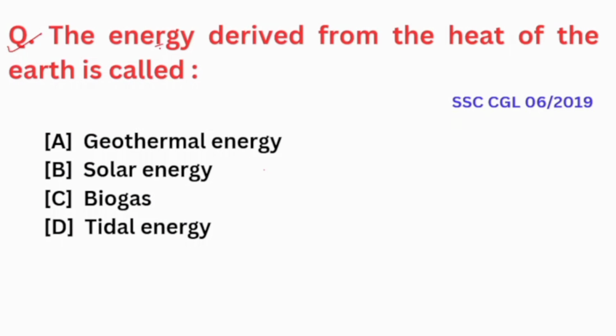Next is, the energy derived from the heat of the earth is called geothermal energy. Geothermal energy utilizes the accessible thermal energy from the earth's interior. Okay, and solar energy is the radiant heat and light from the sun that is harnessed to generate electricity. Okay, and biogas refers to a mixture of gases produced by decomposition of organic matter such as agricultural waste, food waste, etc. And what is tidal energy? Tidal energy is power produced by the surge of ocean waters during the rise and fall of the tides. Okay, let's move on to the next question.